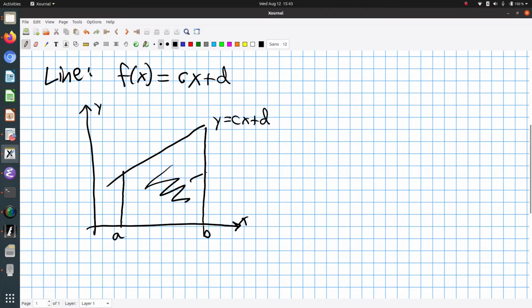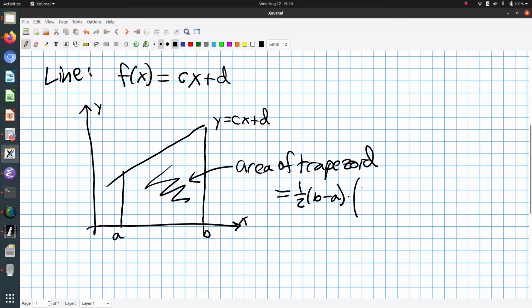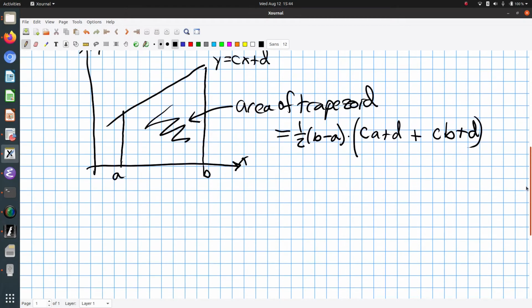The area of this region is the area of a trapezoid. And if you remember your geometry, you probably remember that the area of a trapezoid is 1/2 the width times the sum of the bases. So the first base would be something like ca plus d, and the second base is cb plus d. Fair enough. If your function's a line, you could find that area, no problem.